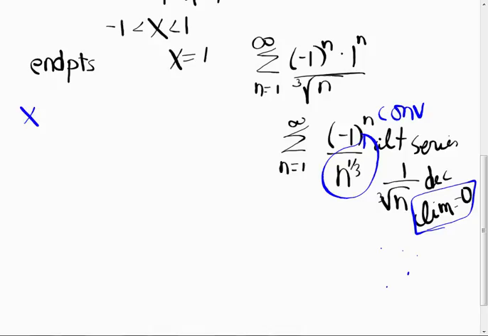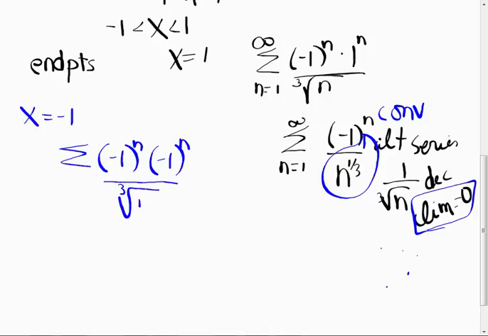Okay, let's do the other one. X is equal to negative 1. What happens here? Justin? What happens there? This is just 1. So then I get this. I have to finish the problem. That's just 1 to the n, so it's 1 over the cube root of n. Had it been 1 over n squared, it would have converged, but it doesn't. It diverges. P-series.